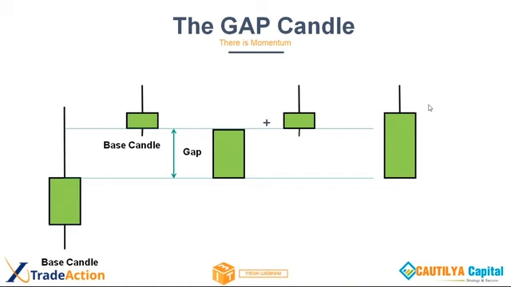There are two kinds of gaps. One is a gap where there is no touching. This is a gap where the close of the first candle and the open of the second candle have a gap between them. There are also gaps where the high of the first candle and the low of the second candle will not touch. Something like this. Let's say this is the second candle. So this is the high of the first candle. This is the low of the second candle. This is also a gap.